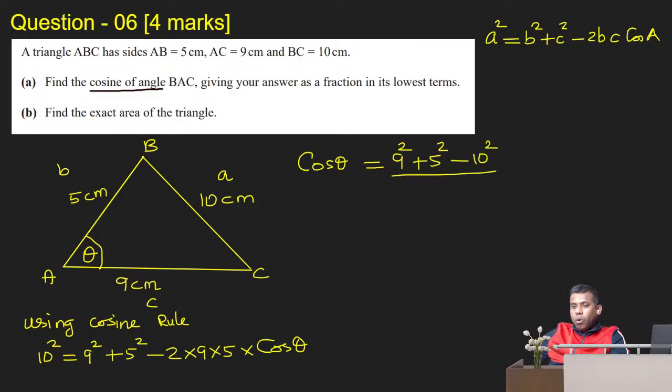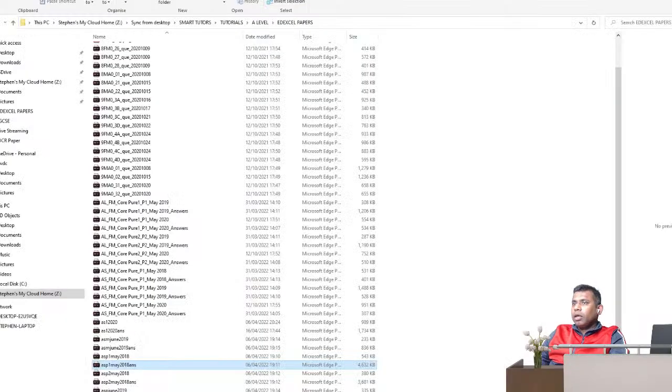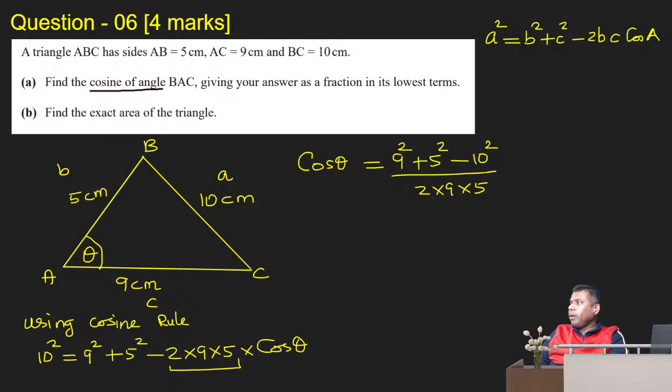Divided by all these numbers, 2 times 9 times 5. So 2, 9 and 5, right? So that is the question. Give me 1 second, I'm just going to quickly bring my calculator, and we can do it together quickly.